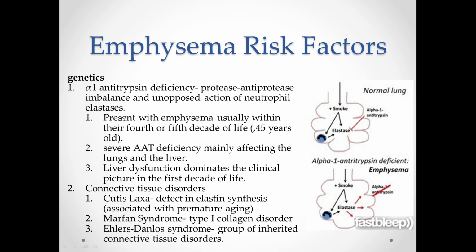Usually, if somebody has a genetic component to emphysema, and they have alpha-1 antitrypsin deficiency, that usually presents within the fourth or fifth decade of life. So usually within 45 years old. So if you see somebody with emphysema that's 45 or less, then it's a good idea to check for genetic causes of the disease.